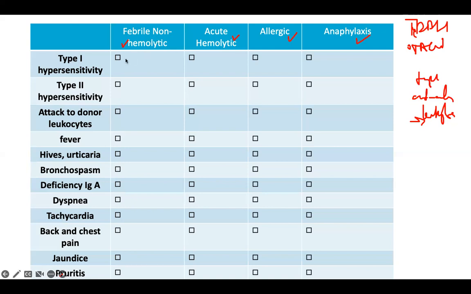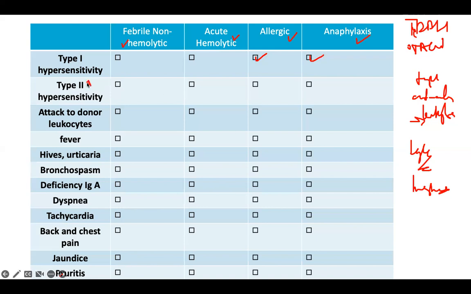So the febrile illness is a type 2. So we go down the list and then we'll answer the question. Type 1 is usually associated with IgE. That is an immune-mediated allergic reaction, basically, and is due to histamine release from mast cells. And therefore, you expect that to be common with allergic reaction and anaphylactic reaction.